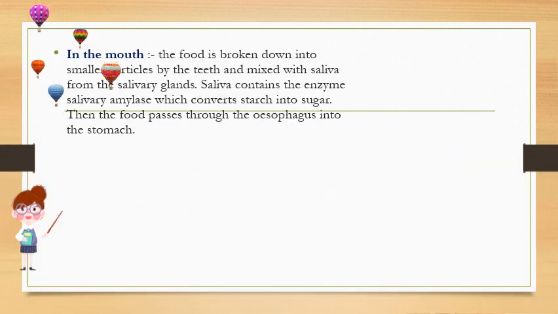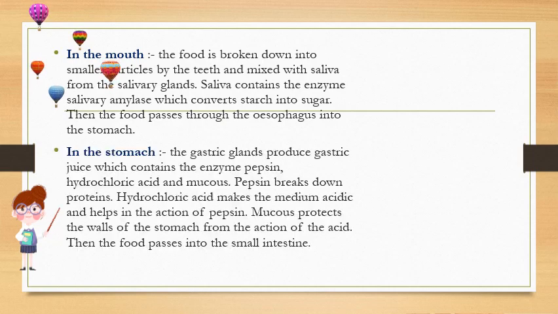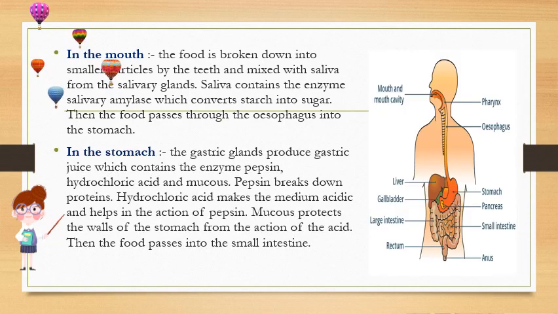Now let us discuss how digestion takes place in the body. We have different organs, which I already told you. We have the mouth, esophagus, liver, stomach, pancreas, small intestine, large intestine, as well as the anus. These are the different organs present in the digestive system. The process of nutrition mainly takes place through the alimentary canal. What do you mean by alimentary canal? It's a very long narrow tube. It starts from the mouth and goes to the anus.